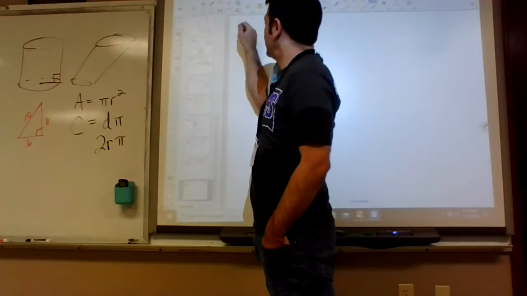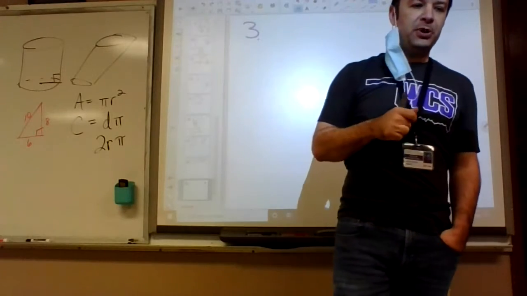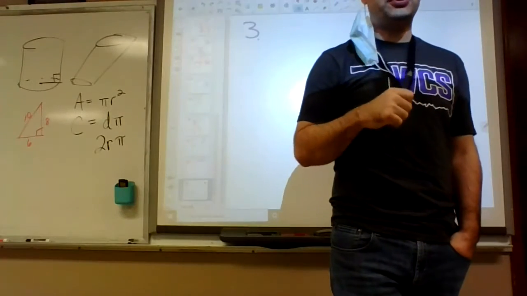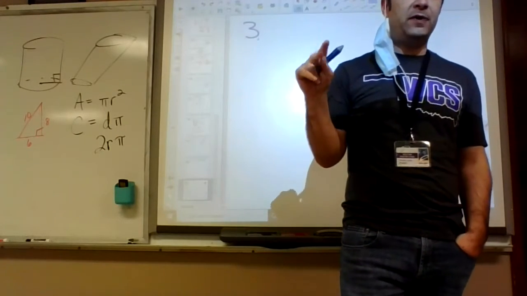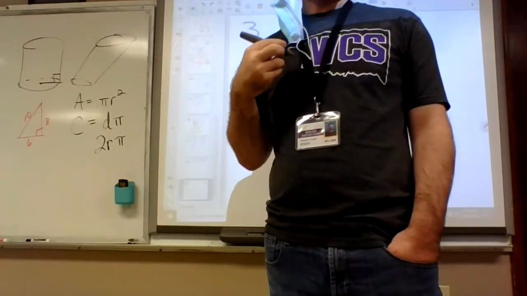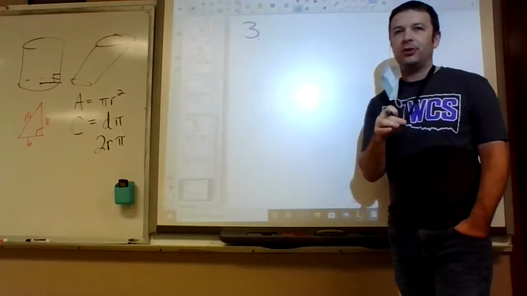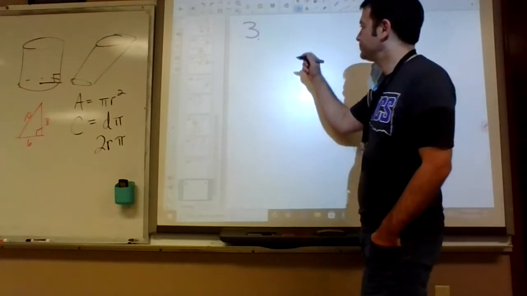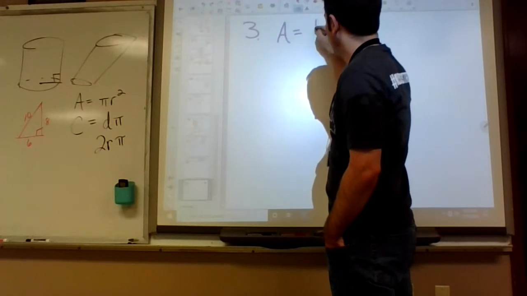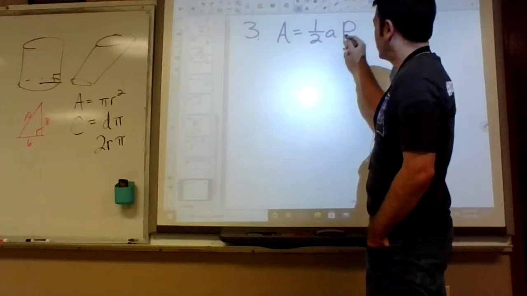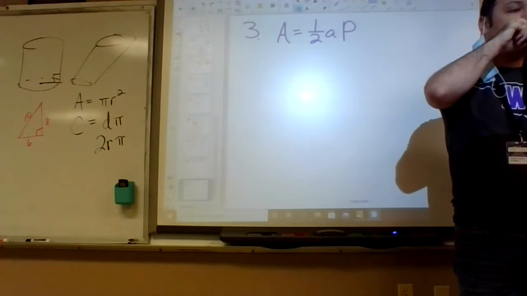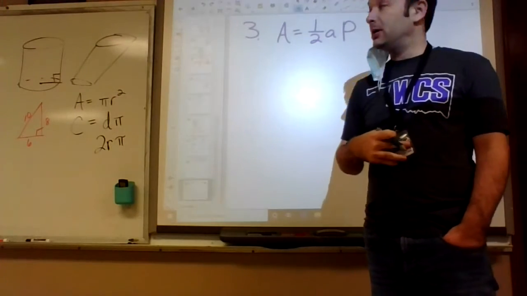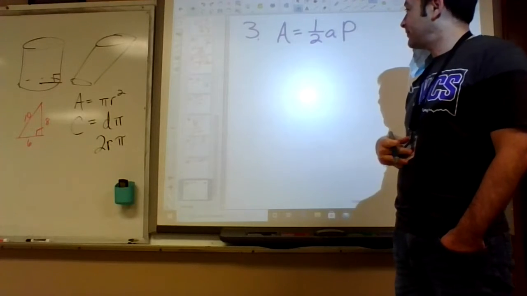Alright, number 3. To do number 3, we need to remember, if we read the directions, it says find the lateral surface area and total surface areas, 2 answers, of the following figures. The bases in exercises 3, 5, and 8 are regular. Do you guys remember the regular polygon area formula? Probably not. It's 1/2 times the apothem times perimeter. We'll need that for later.